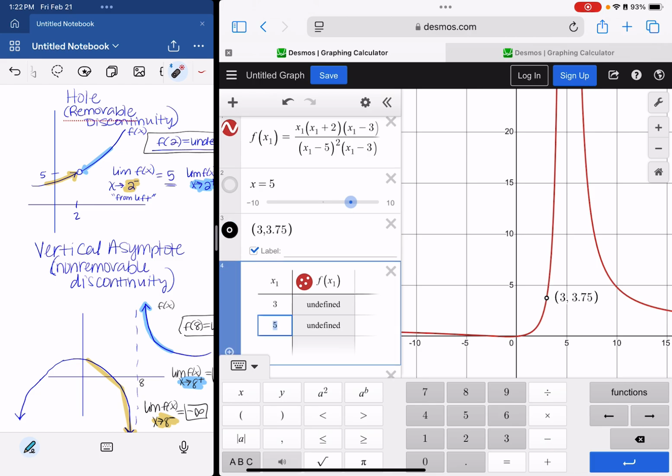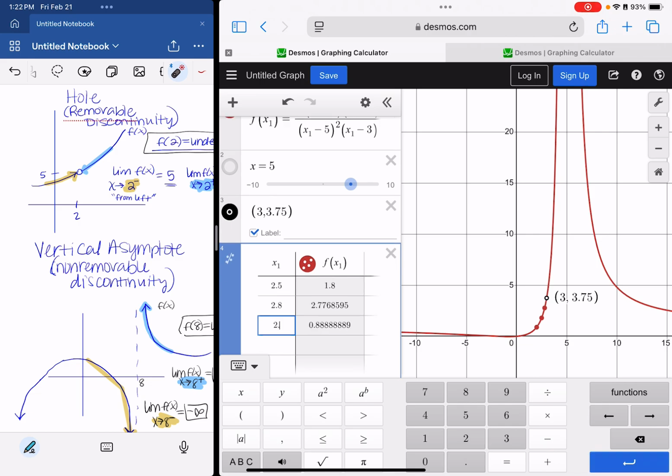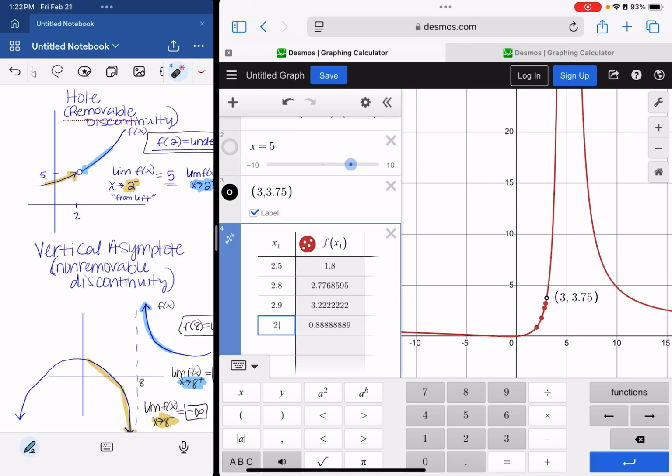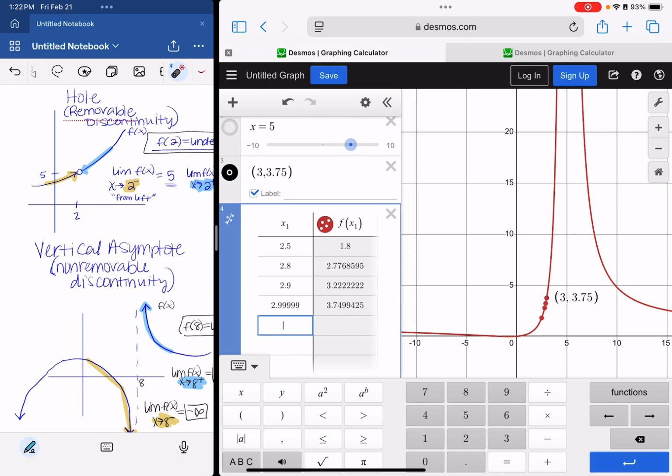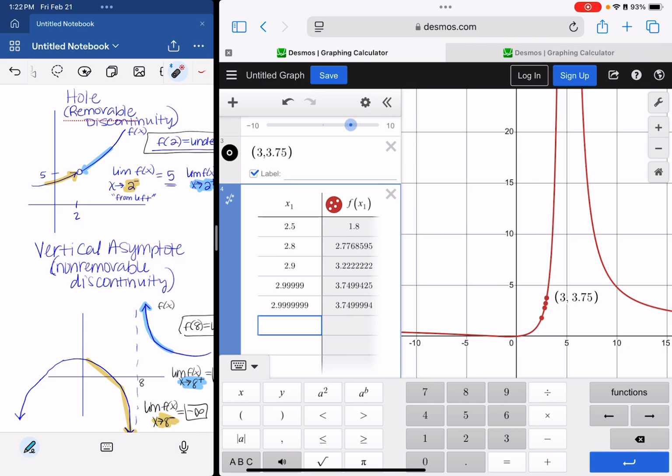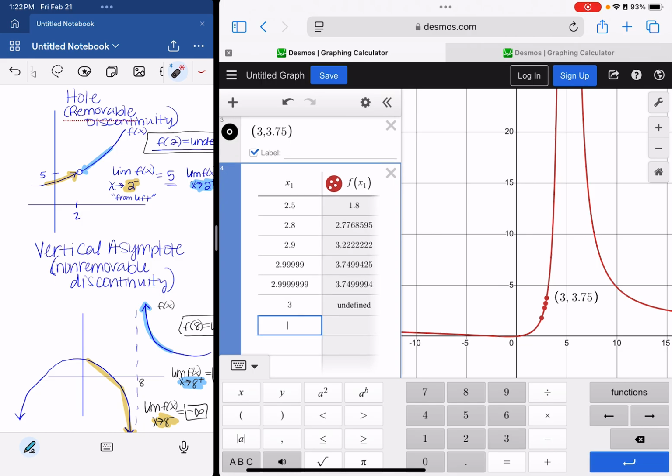So I'm just going to remove 5 and 3. So we'll say 2.5. And then in the next one, I'll say 2.8. And then 2.9. And then 2.99999, and keep making more 9s. I'm getting closer and closer and closer. And then I get to 3 and it's undefined. Now I'm going to go a little bit beyond 3.